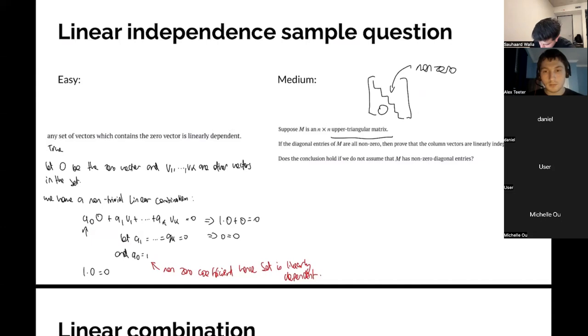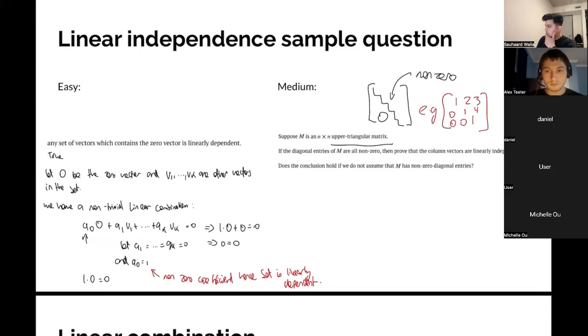Let me write this one properly. E.g. let's say 1 1 1, 0 0 0, 2 3 4. That's an upper triangular matrix. If the diagonal entries are non-zero, then we can assume the rest of the elements are zero? No, you can't do that.